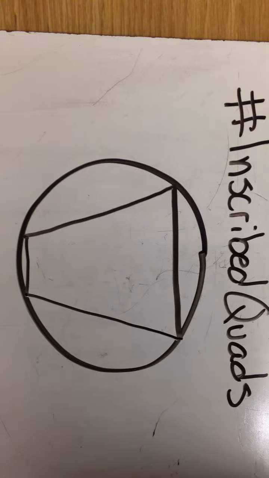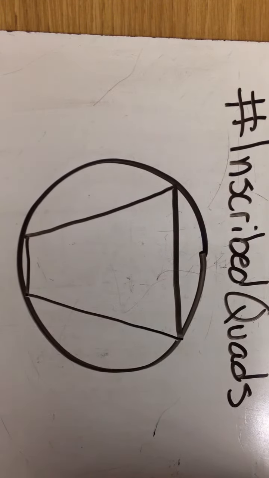Inscribed quadrilaterals. I don't have enough space, so I'm putting quads. Inscribed quadrilaterals. A quadrilateral is nothing more than a four-sided image. It doesn't have to be a particular shape. It could be a square, a rectangle, a trapezoid, a diamond, a kite, whatever you want to call it, just as long as it has four sides.